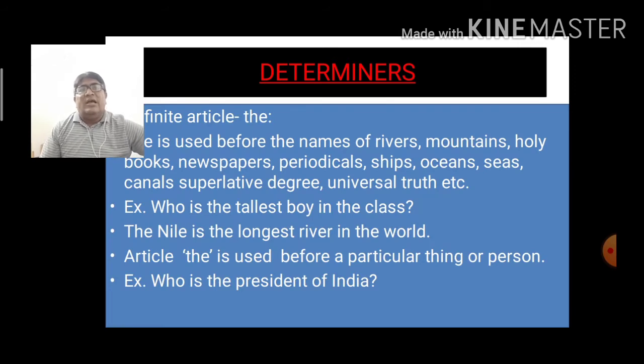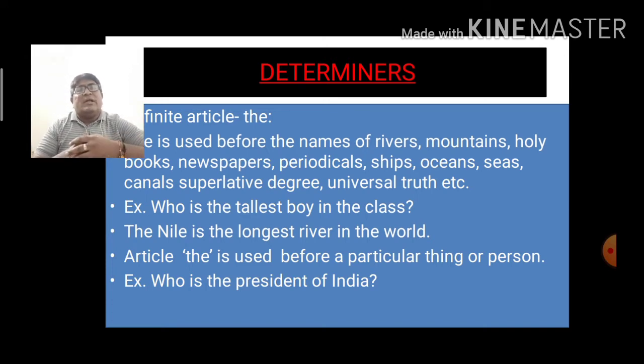Let's go ahead. Okay, next, the definite article. We come to the second point, that is called a definite article, and the definite article is "the". So "the" is used before the names of rivers, mountains, holy books, newspapers, periodicals, ships, oceans, seas, canals, superlative degree, universal truth, etc.